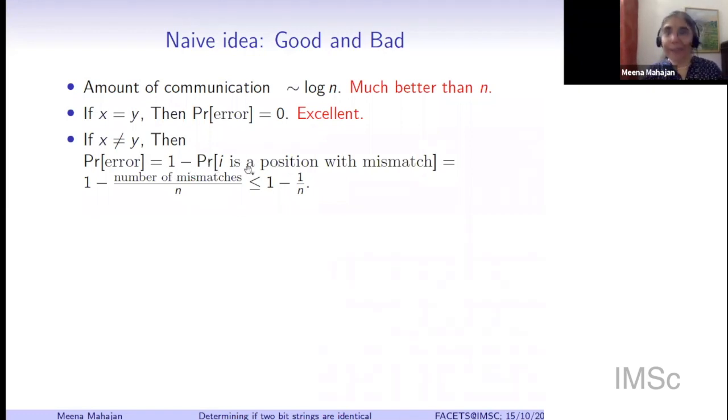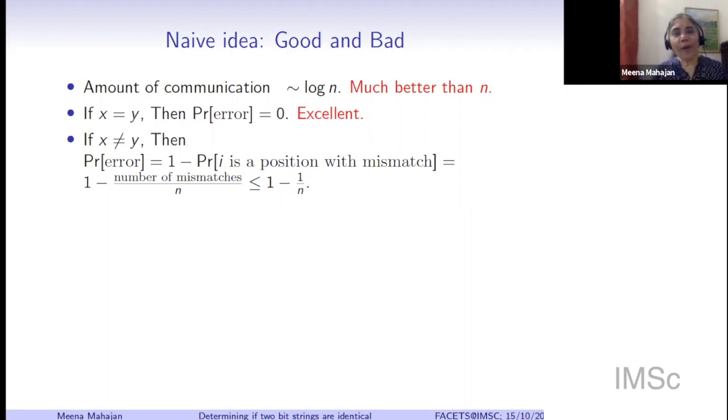In fact, the I which is picked by Alice is a position where X and Y are not agreeing. So we want to know what this probability is. 1 minus, what is the probability that I is a position with mismatch? It's the number of mismatches divided by n, because there are n possible positions. Some of them are mismatches and some are not, and Alice is going to pick one of these positions completely at random. She doesn't know which are the mismatches because she doesn't know Bob's input. So the probability that I is a position with mismatch is just the number of mismatches by n.